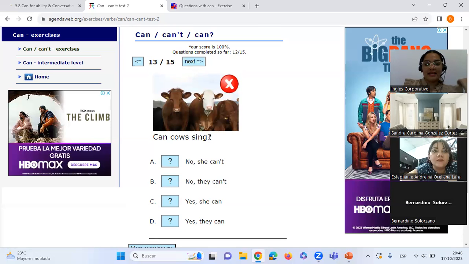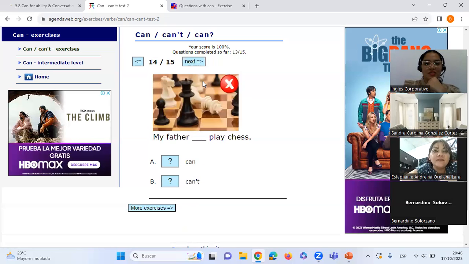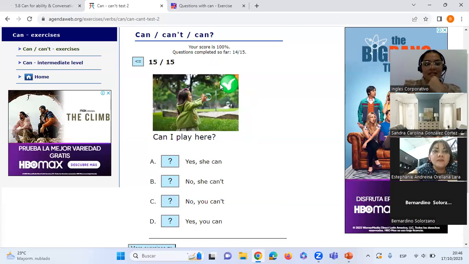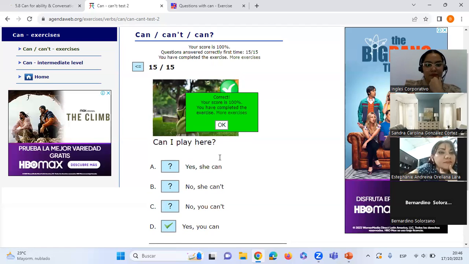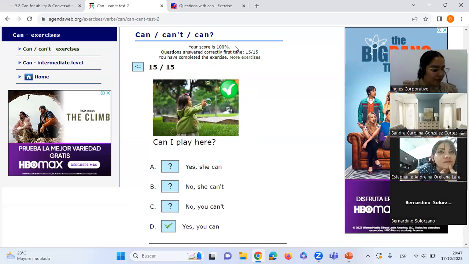Can cows sing? No, right? No, they can't. Thank you so much. My father... Can or can't? Can't, right? And the last one, can I play here? Yes, you can. Okay, we have 100. Tenemos acá el 100. Perfect. Ahora sabemos que nos vamos a referir a los animales como it.